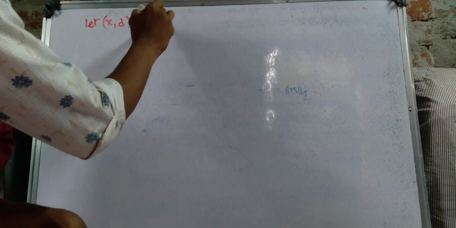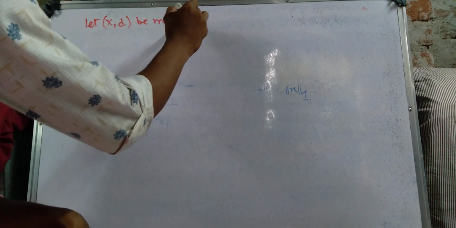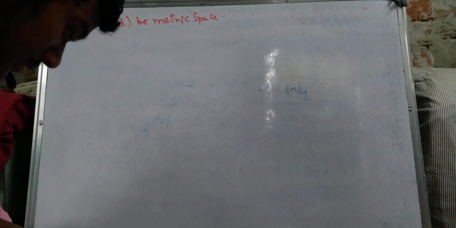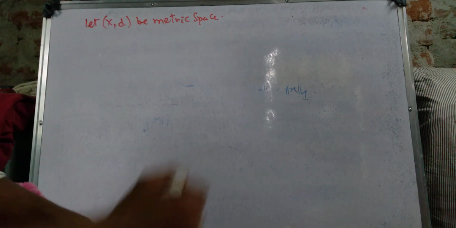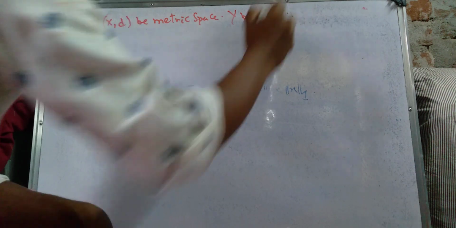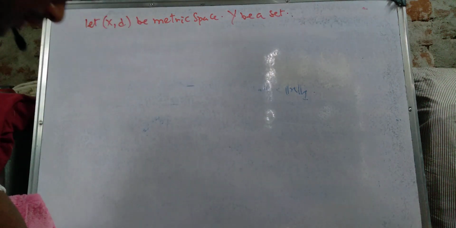Today we learn one important topic. This topic shows that: let X be a metric space, and let Y be a set, and assume that phi from X to Y is a bijection.